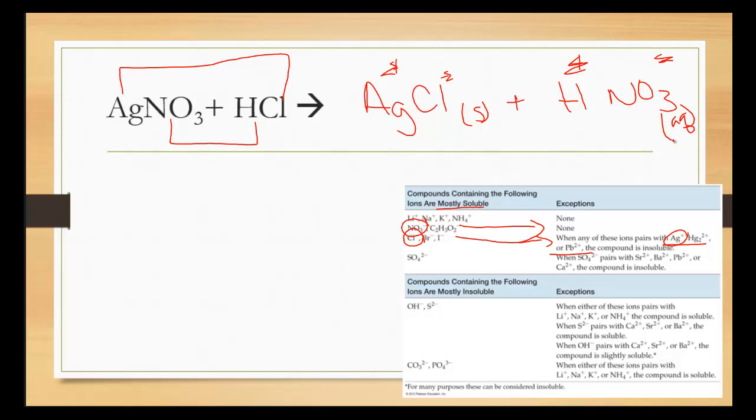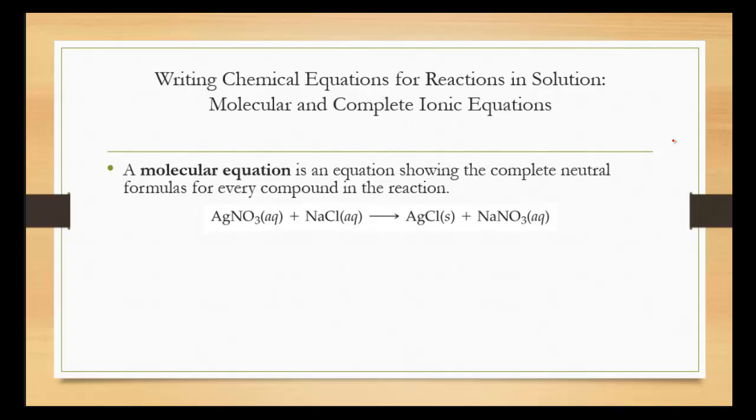Alright, so now we're going to move on to something called a molecular equation versus a complete ionic and a net ionic. There's differences between these three types of equations. For the molecular equation, that's what we've been doing all this time. It's simply writing out the compounds and putting A, Q, S, L, and G next to it to signify how many we have of each.